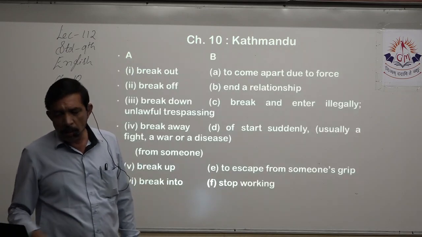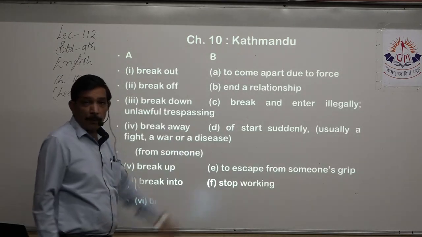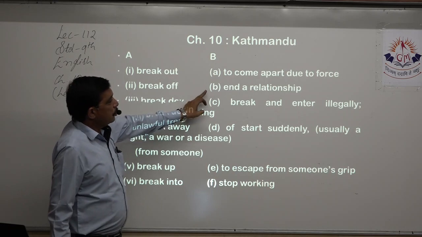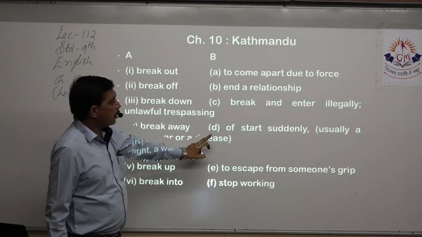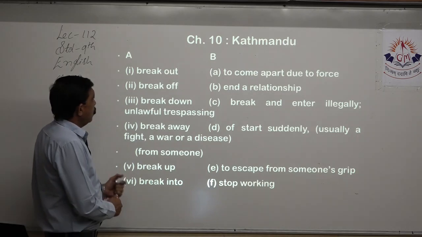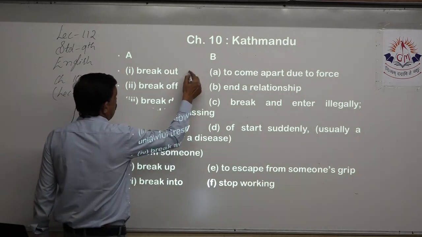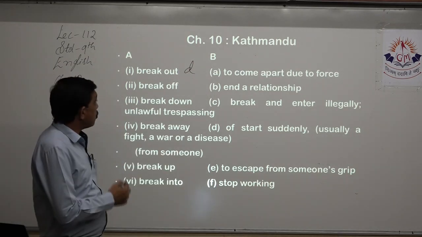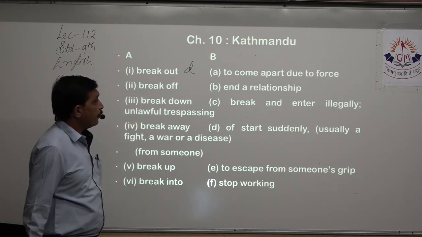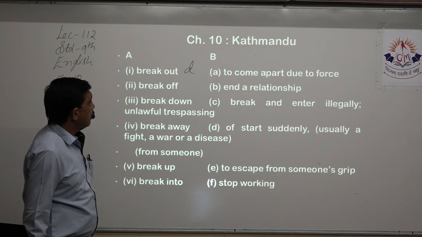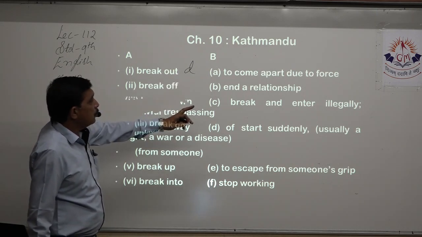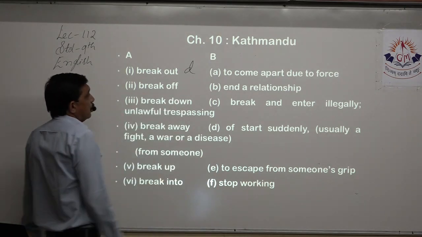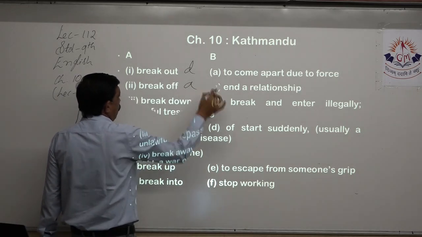Now let us join column A with B. Now we already know the meanings. What is the meaning of breakout? To come apart due to force, end a relationship, break an interval, to start suddenly. So A goes with D. To start something, usually a fight, a war, or a disease, that is called a breakout. Break off: to come apart due to force, to end a relationship, break an interval, to escape, to stop working. So this will be A, broke off.